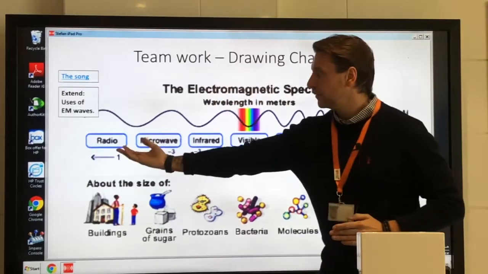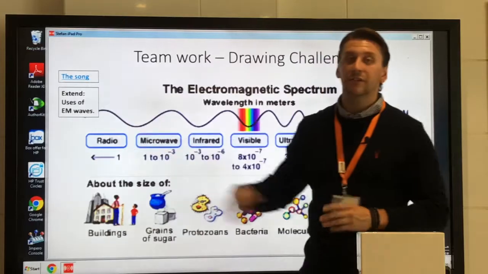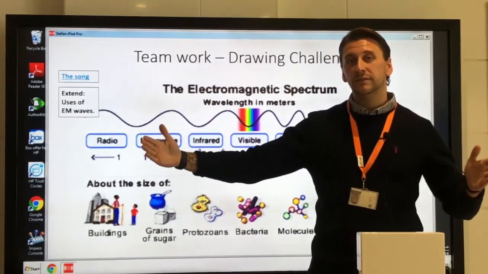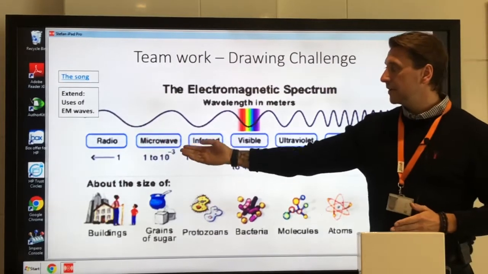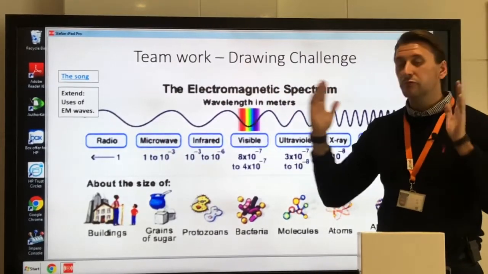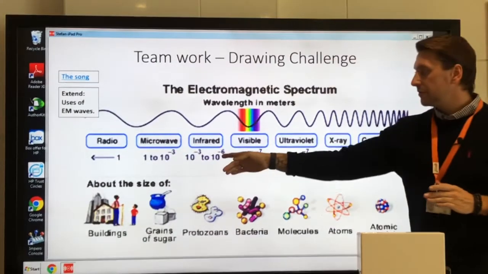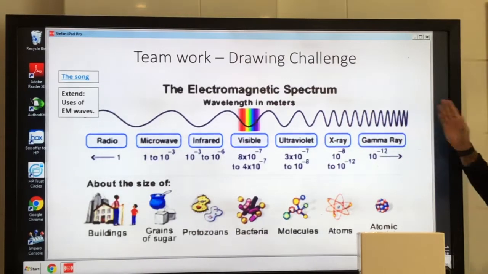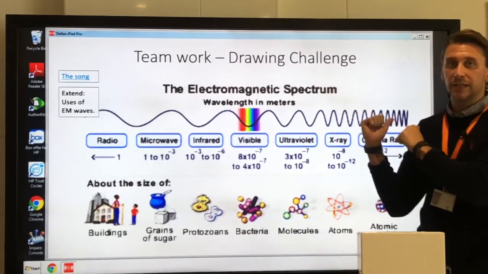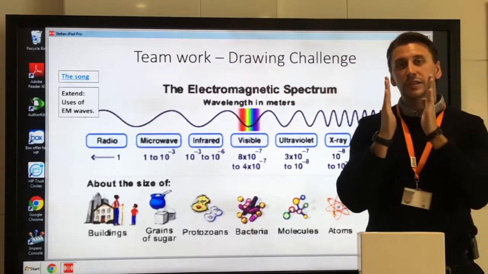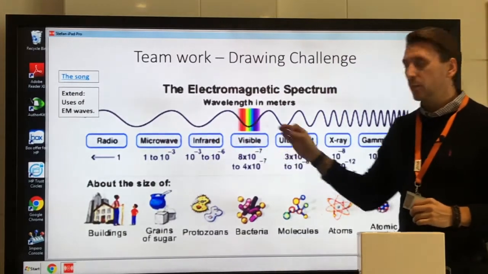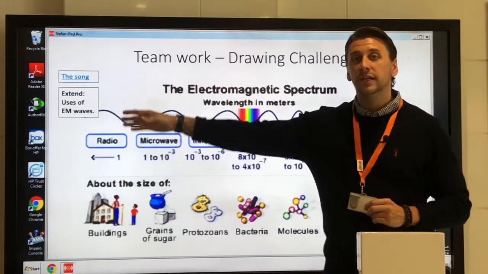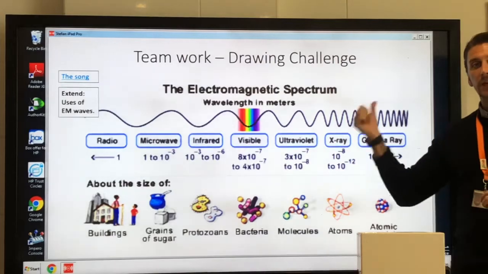So let's start at this end where we've got radio. Radio waves actually have the longest wavelengths. So for all EM waves, radio waves have the longest wavelength. And then we come through to microwaves, which have a range of shorter wavelengths, infrared radiation, shorter wavelength, all the way through visible light, ultraviolet, X-rays, to gamma rays at the very other end of the EM spectrum, which have the shortest wavelength. So all EM waves have different wavelengths, and they start from radio waves with the longest, all the way through to gamma rays at the shortest.